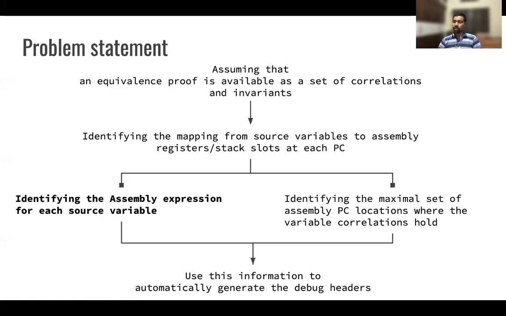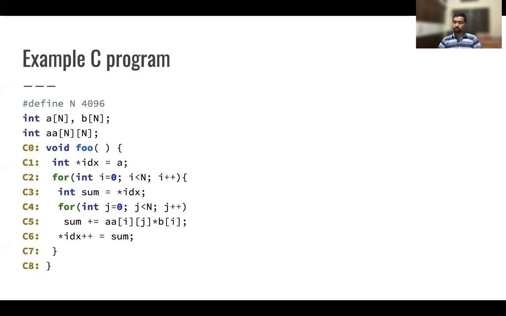The problem of identifying the mappings can be divided into two subproblems. The first subproblem is to get the assembly expressions for the source variables. And the second subproblem is to identify the PC ranges where those assembly expressions hold. Let's now understand the first subproblem with an example.